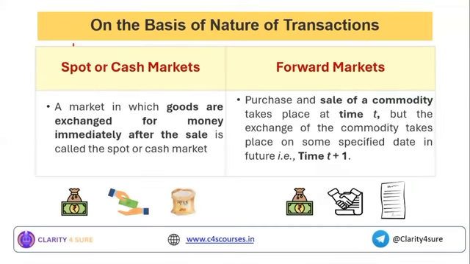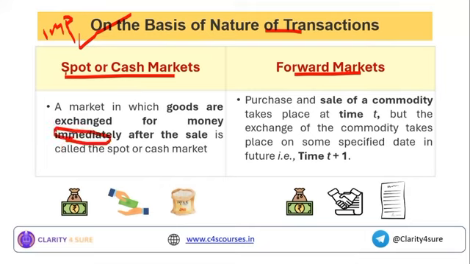Next is on the basis of nature of transactions. Again, this is important, so please note it down. First is a spot or cash market, second is a forward market. In a spot or cash market, goods are exchanged for money immediately after the sale. Like on the spot, the business is done, like exchange of grain, they will receive money on the spot. So an immediate exchange of money after the sale is called a spot or cash market.